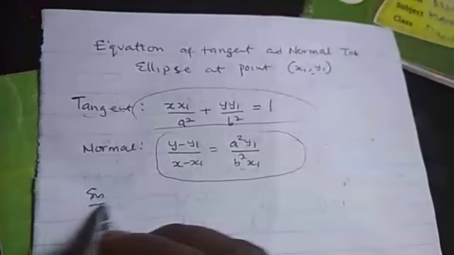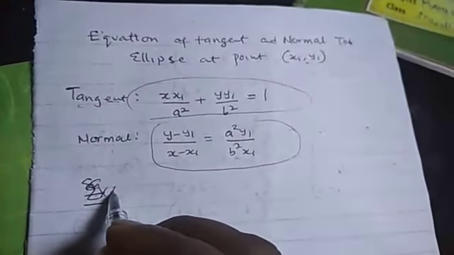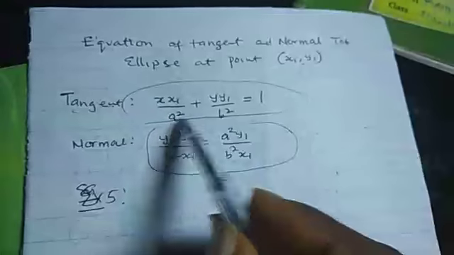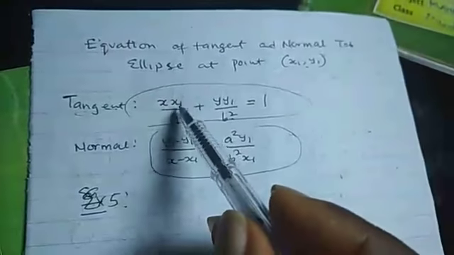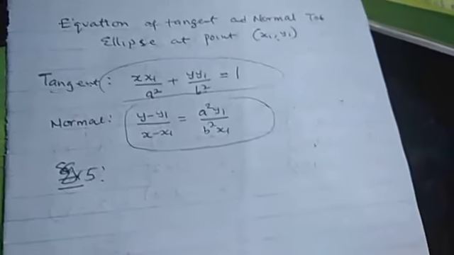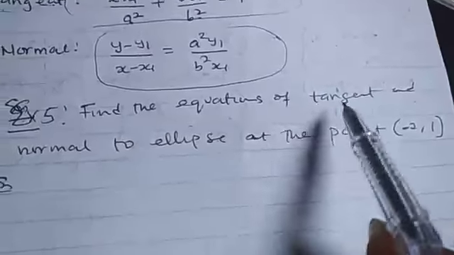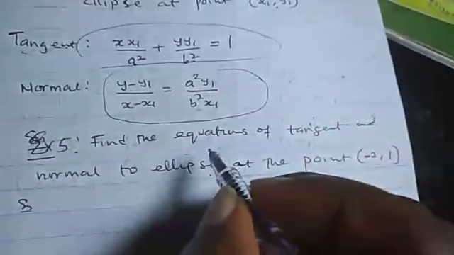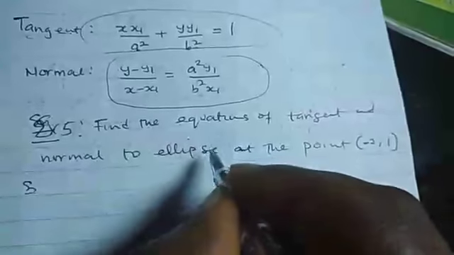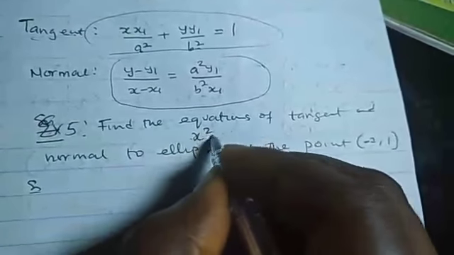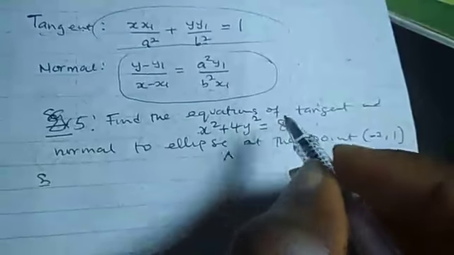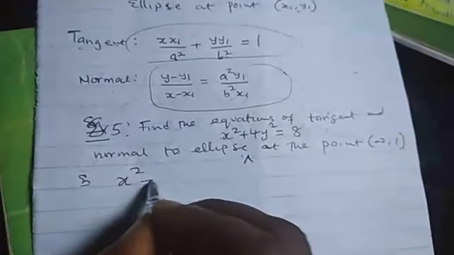So let's take an example. When we want to find the equation of a tangent to an ellipse, what is most important is a square and b square that we must find. x1 and y1 will be given automatically. The example: find the equations of the tangent and normal to the ellipse at this point. Okay, I did not give the ellipse. So the ellipse is x squared plus 4y squared, let's say it is equal to 8. So this is the ellipse. So, solution: the ellipse is given as this.